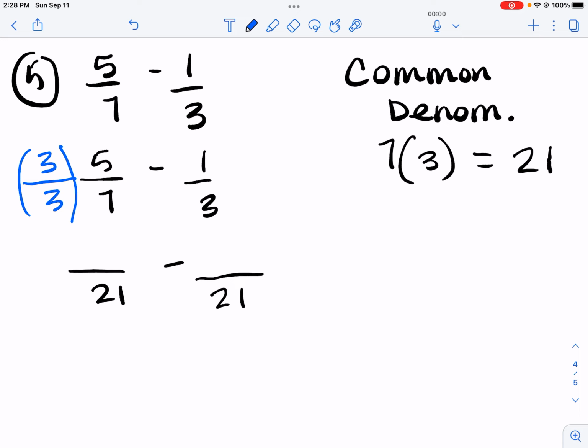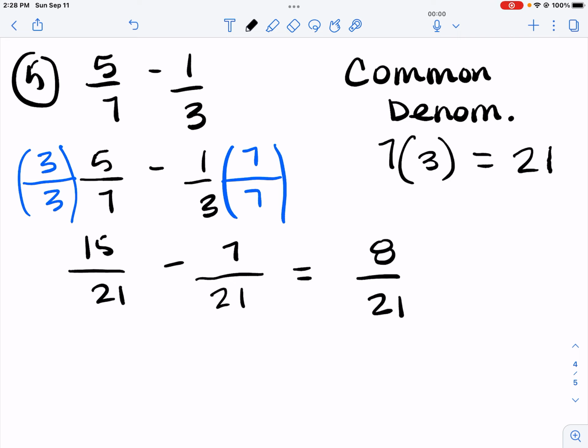What you multiply to the bottom, you do to the top. On the right, 3 times what is 21? 7. So you have to also multiply the top by 7. Okay, you have to do that so it stays equal. 7 over 7 is really 1. So we're doing something times 1 to make it be itself. On the left, 5 times 3, 1 times 7. 15 minus 7 is 8 over 21.